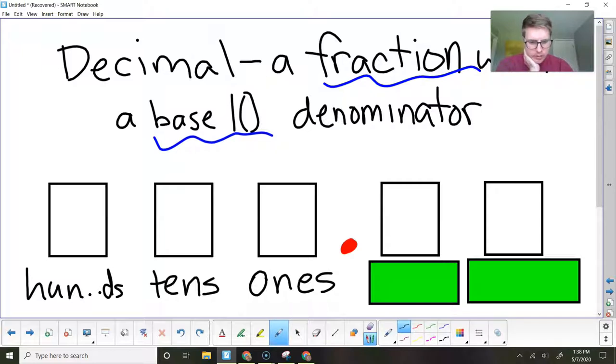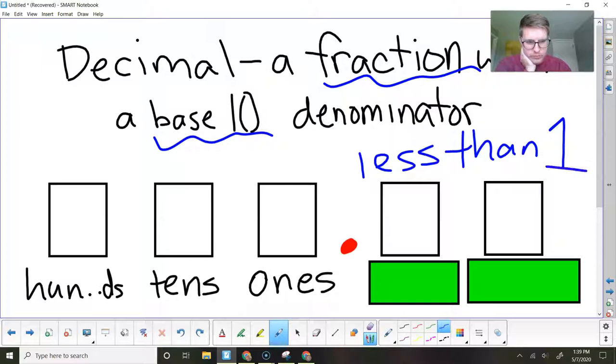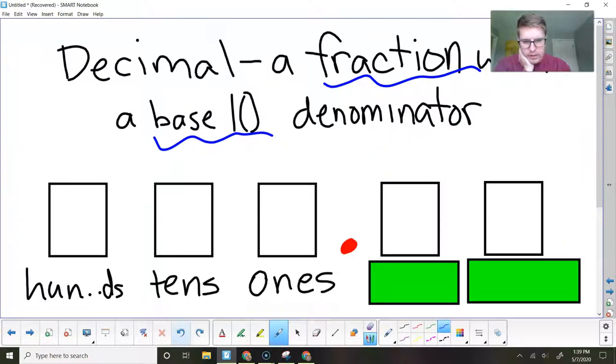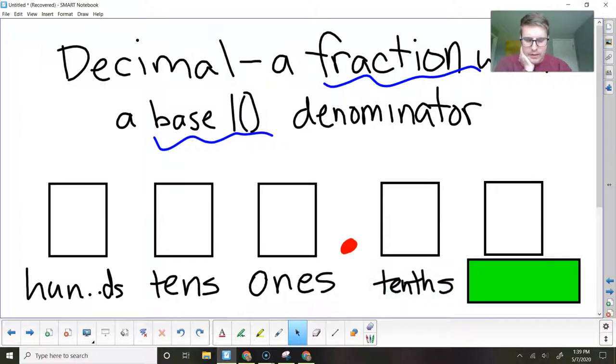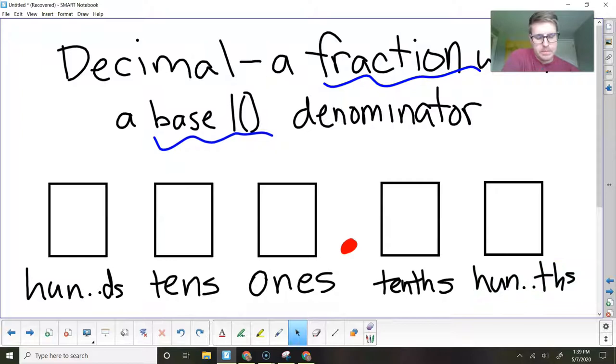Now, let's go back to our decimal point. And I want us to go to the right. So the decimal point tells us that we are now working with a fraction. All right, we're now working with a number that is less than one. That's all the decimal point tells us. So this spot right here, the very first place is the tenths. And the second spot to the right of the decimal, as we talked about yesterday, is the hundredths. Great job.